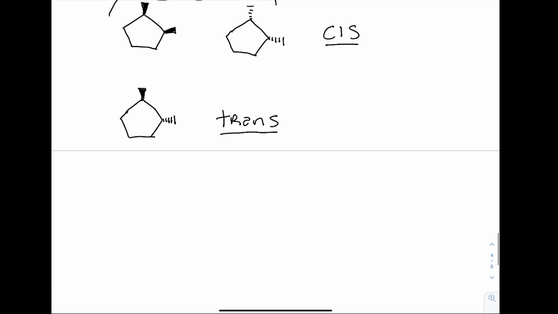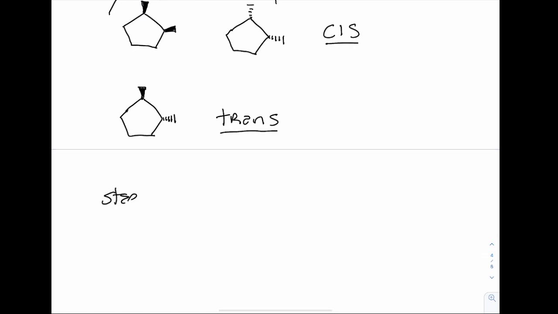So these guys are stereoisomers. We're going to look at other types of stereoisomers. Chapter 5 is all on stereoisomers. So there's different types, but the general definition is they differ only by their orientation in 3-dimensional space.